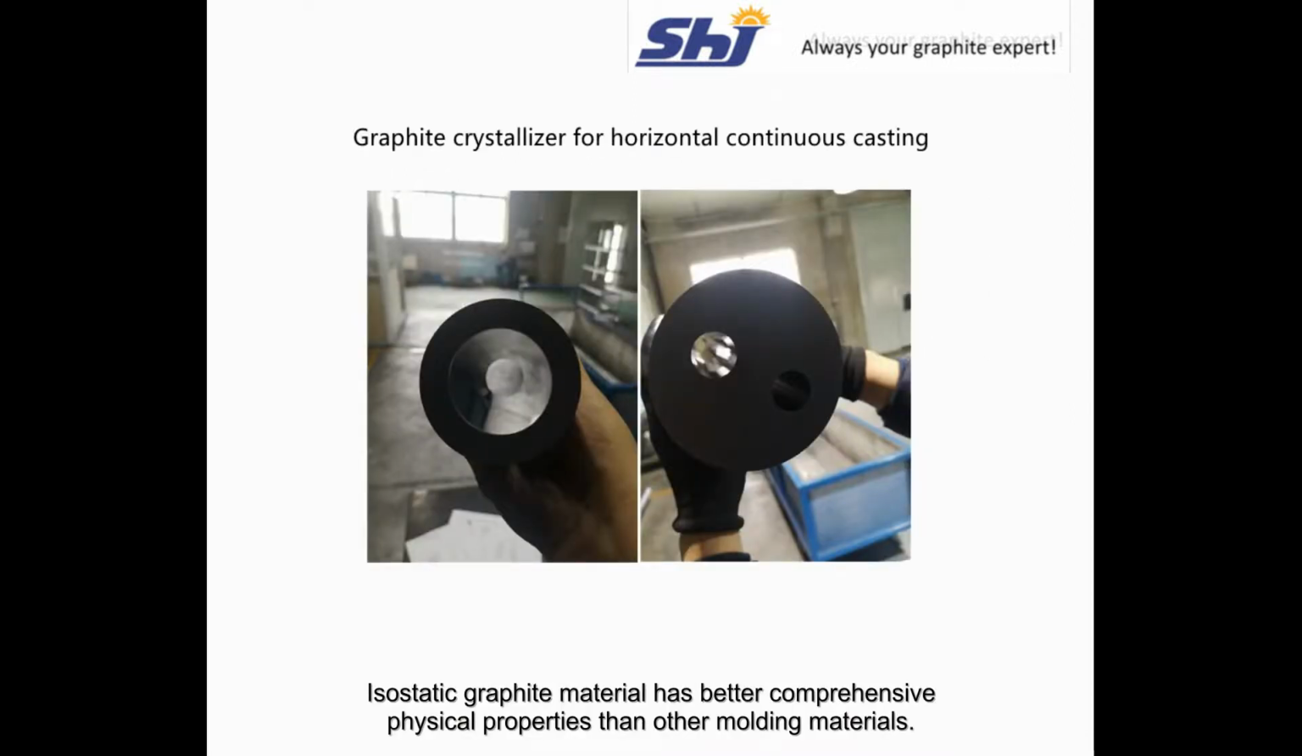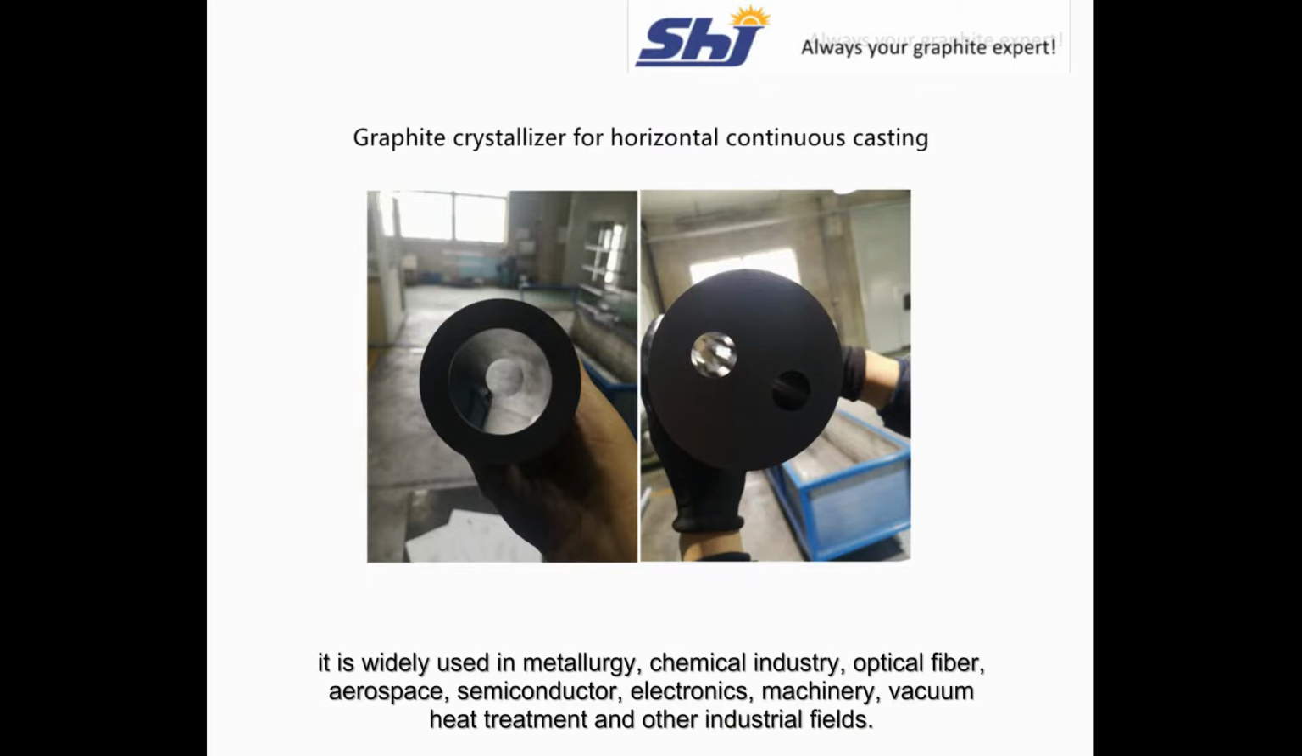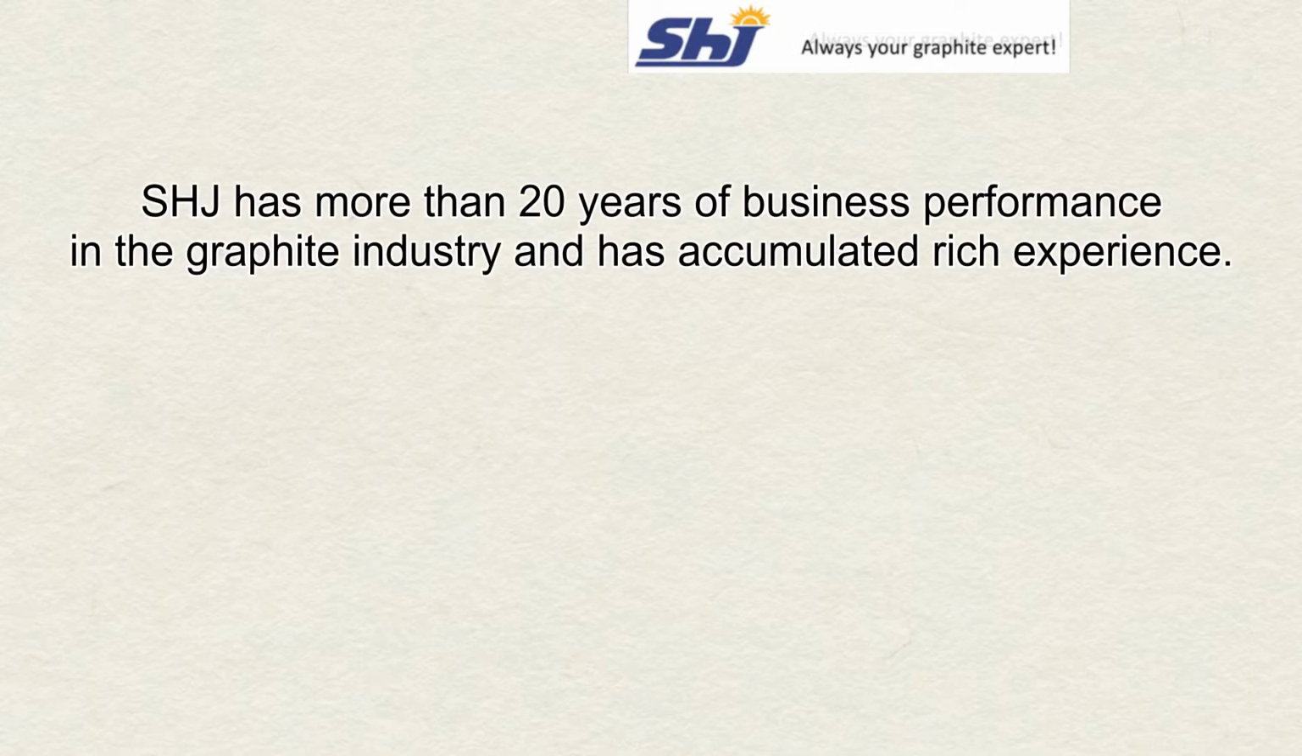Isostatic graphite material has better physical properties than other molding materials because of its high strength, high density, high purity, and isotropy. It is widely used in metallurgy, chemical industry, optical fiber, aerospace, semiconductor, electronics, machinery, vacuum heat treatment, and other industry fields. SHJ has more than 20 years of business performance in the graphite industry and has accumulated rich experience.